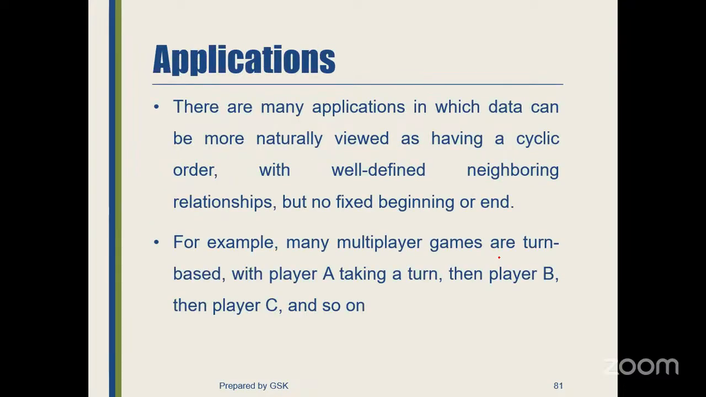Now, where do we use these? What are the applications of a circular doubly linked list? There are many applications in which data can be more naturally viewed as having a cyclic order with well-defined neighboring relationships, but no fixed beginning or end. There are no fixed positions like this is the starting point, this is the ending point. Always it is in a circular manner. In such applications, we use a circular doubly linked list.